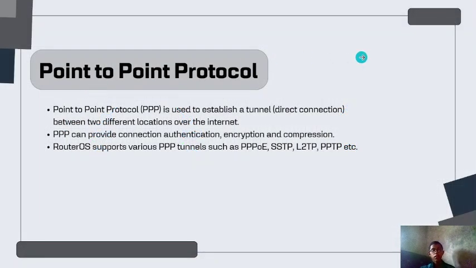And next is point-to-point protocol, or PPP, is used to establish a tunnel direct connection between two different locations over the internet. PPP can provide connection, authentication, encryption, and compression. RouterOS supports various PPP tunnels such as PPPoE, SSTP, L2TP, and PPTP, etc.